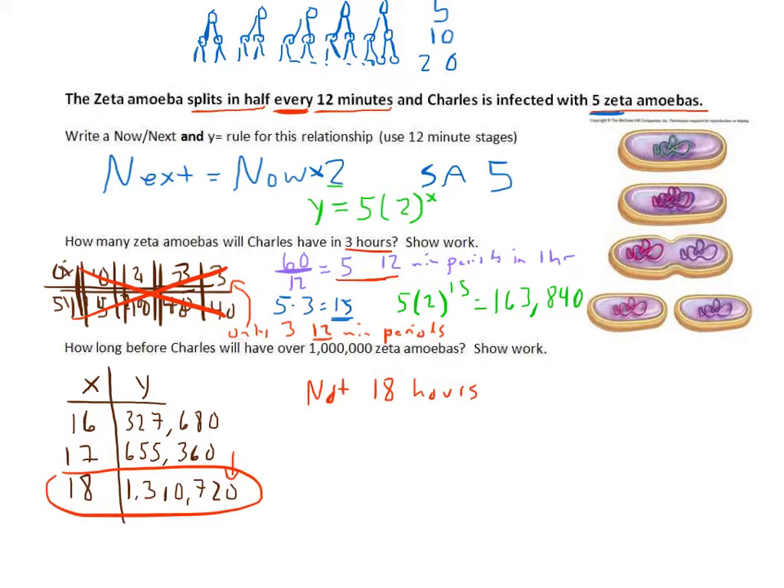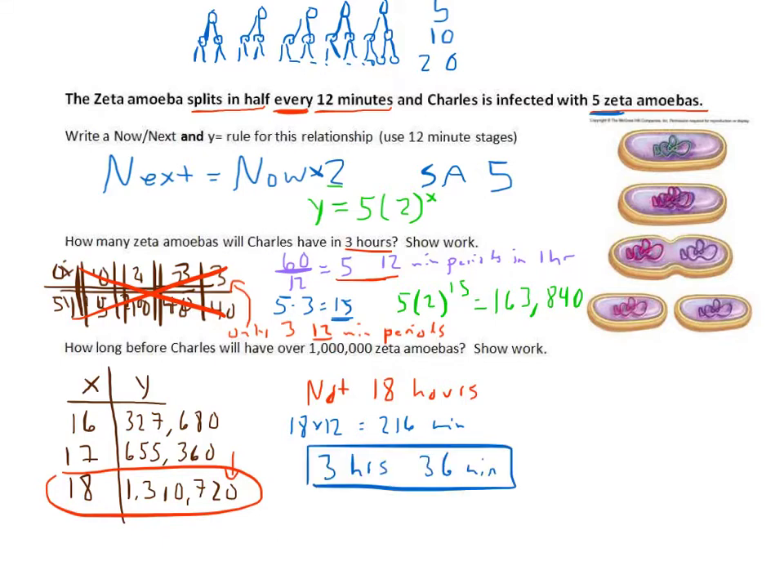So let's convert that. Multiplying, that's going to be 216 minutes. And let's get that into hours. 3 hours and 36 minutes. Now that's using the 18. If I wanted to zoom in and get closer, it would be a little bit different. Get closer to 17.61, multiply that by 12.